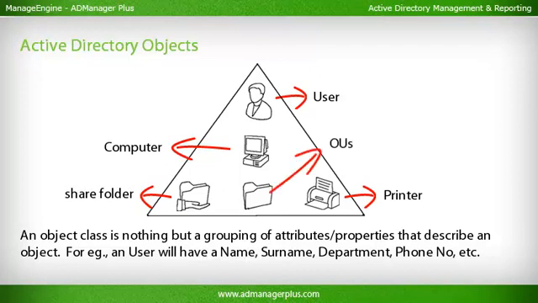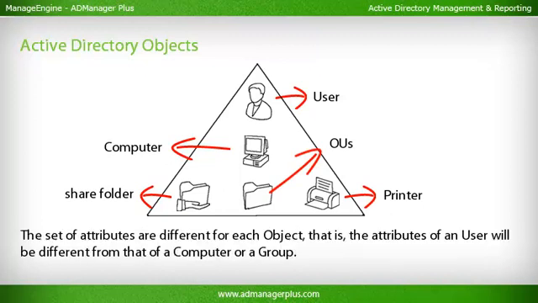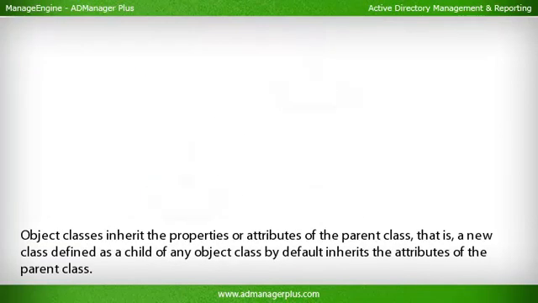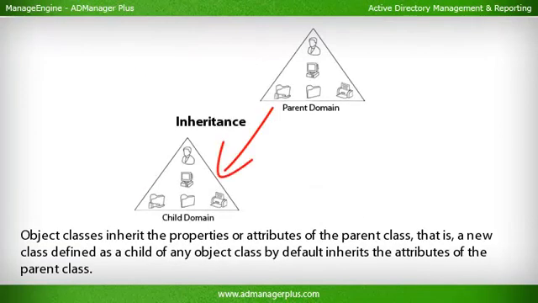For example, a user will have a name, surname, department, phone number, etc. The set of attributes are different for each object, that is, the attributes of a user will be different from that of a computer or a group. Active Directory Schema Design specifies the types of objects that can be a part of the Active Directory and also their attributes. Object classes inherit the properties or attributes of the parent class, that is, a new class defined as a child of any object class by default inherits the attributes of the parent class.